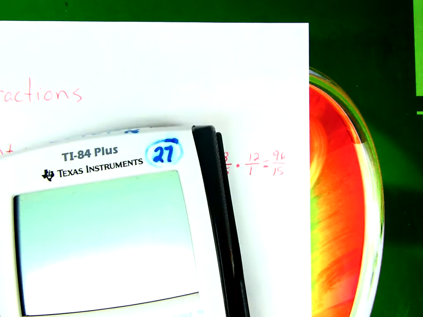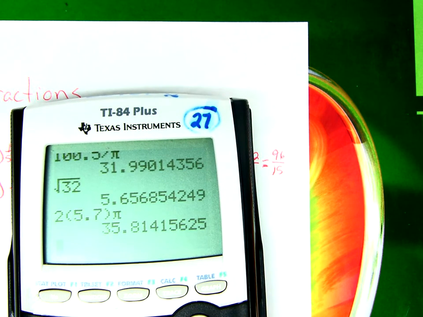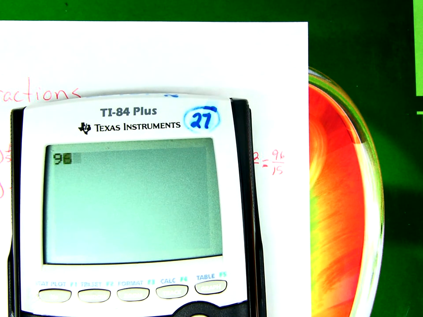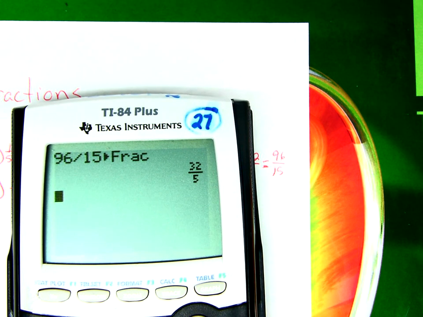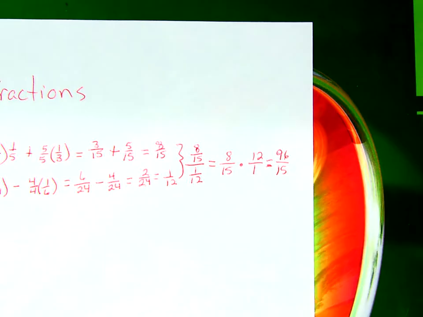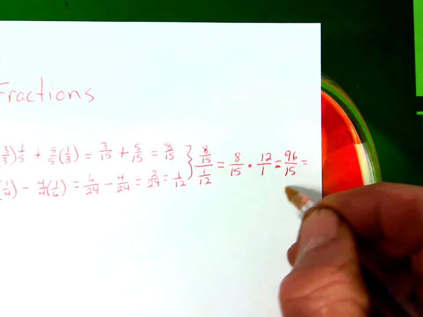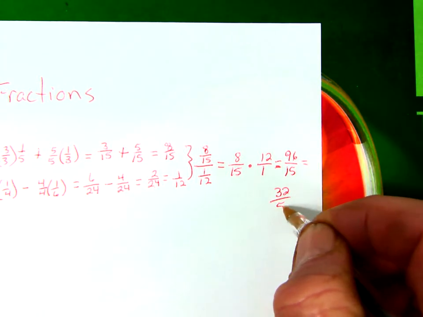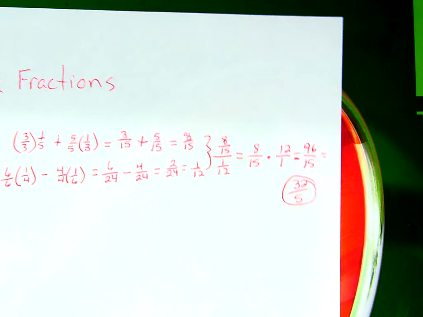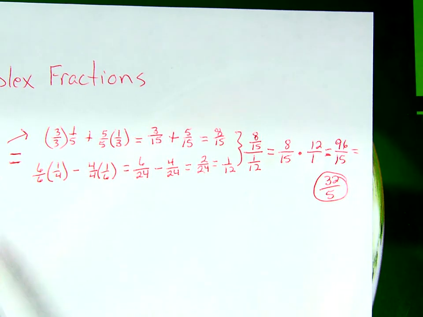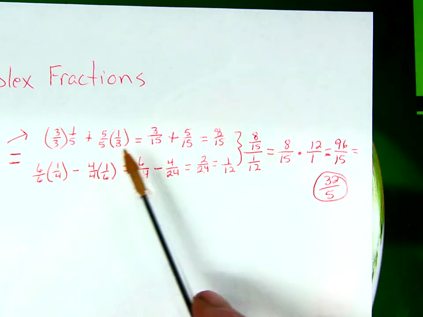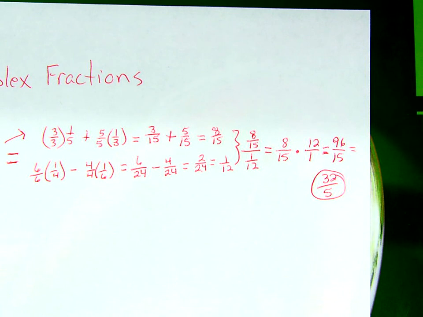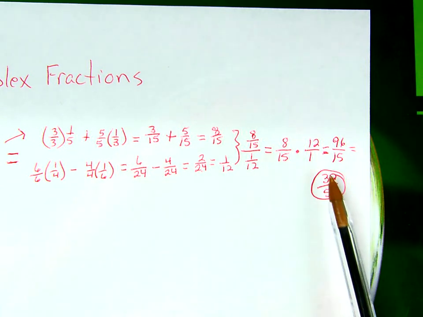Now we get our trusty old calculator. Turn it on, do 96 divided by 15. Math, enter, enter. That reduces to 32 over 5. Equals 32 over 5. You see the number of steps that it took me to do that. Not one of them was a difficult step. You can do this. Do the steps. Get the right answer.